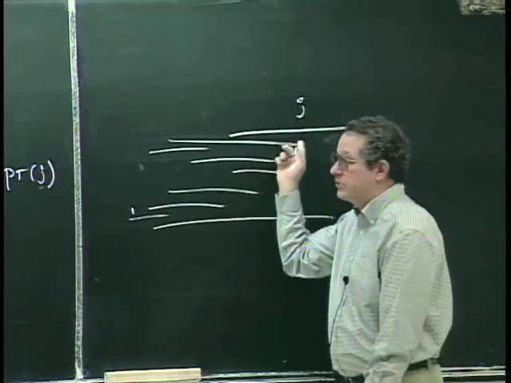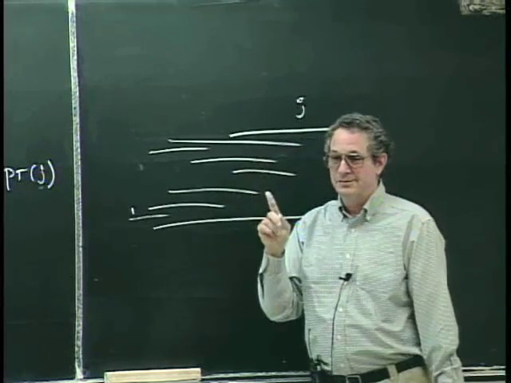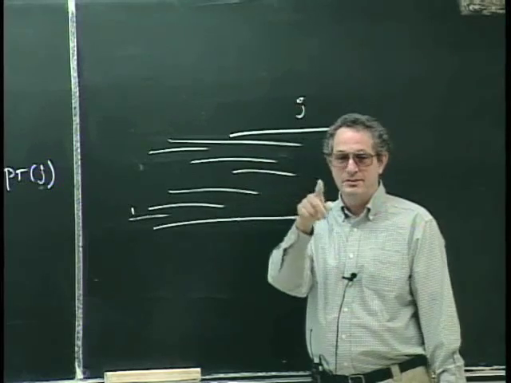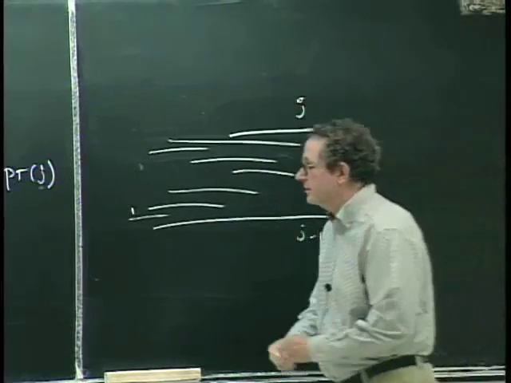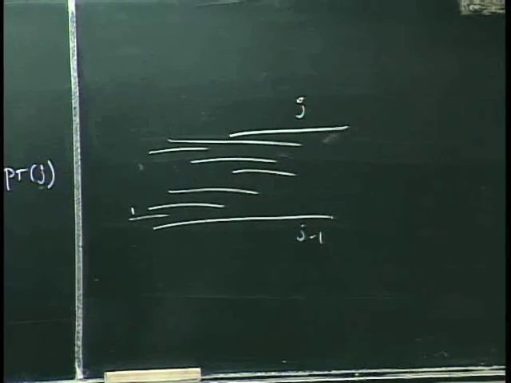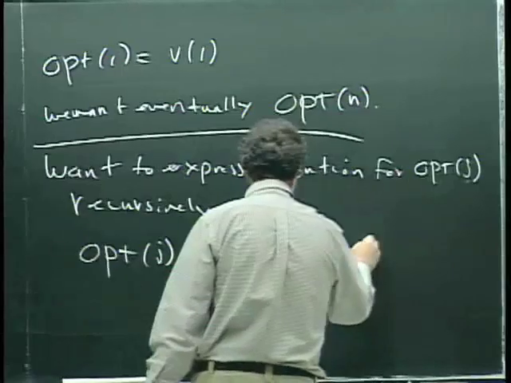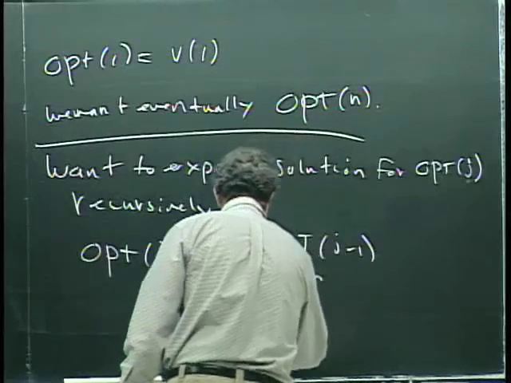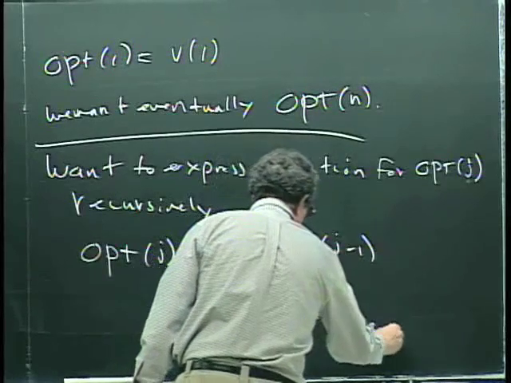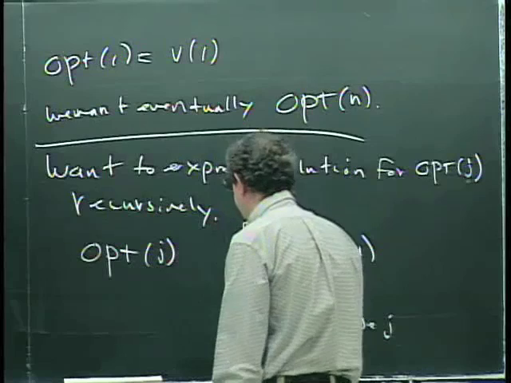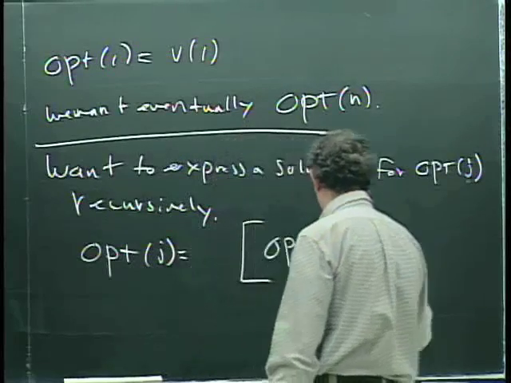You're not going to use j. Anybody else? Yeah. It'll be just like opt of j minus 1. Right. Okay. So one possibility is opt of j minus 1, and this comes from not choosing j. That's one of the two possibilities.